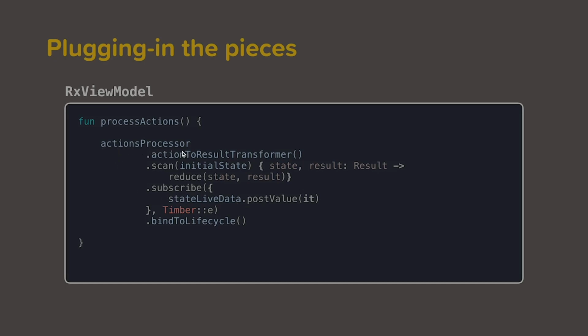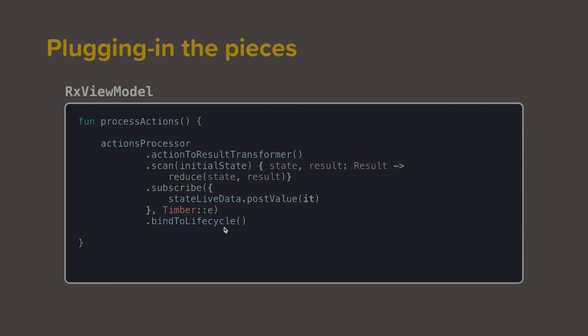So we have this stream of actions. We already looked at action to result transformer, that is converting all the actions into their corresponding results. We have the scan operator, which saves the previous state and takes in a new result and calls the reducer function on it. And then we subscribe to all these state values and post these values to this live data. And finally, bind to lifecycle is an extension that we have created over this observable, which basically binds it to lifecycle. As the name suggests, it creates a composite disposable under the hood and disposes of it when the lifecycle of this view model ends.